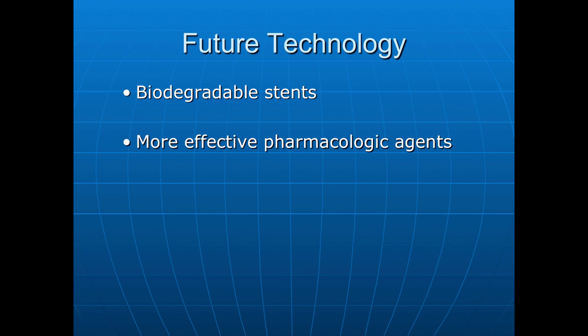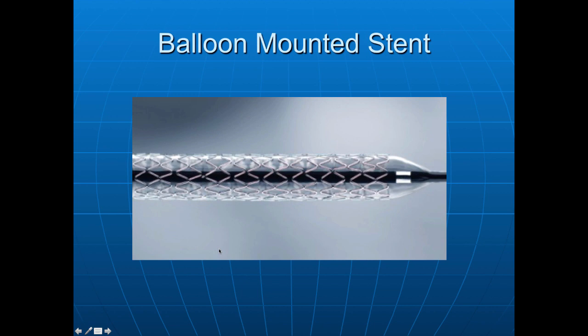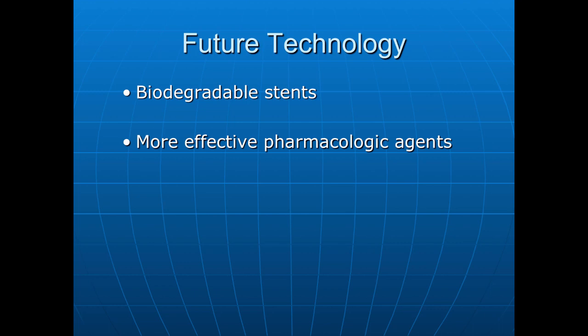In the future, we hope to see, well, they're already working on biodegradable stents. So this metal that you see here, in the future they want stents that will do the job for about 6 months and keep the vessel open, and then hopefully will biodegrade after that time. And we continue to develop more effective pharmacologic agents that fight plaque, fight thrombus, and keep cardiac and peripheral vascular patients from having such advanced disease.